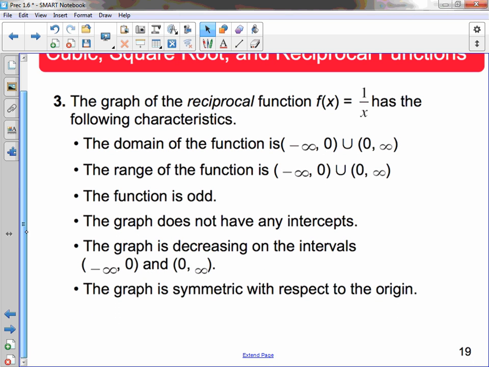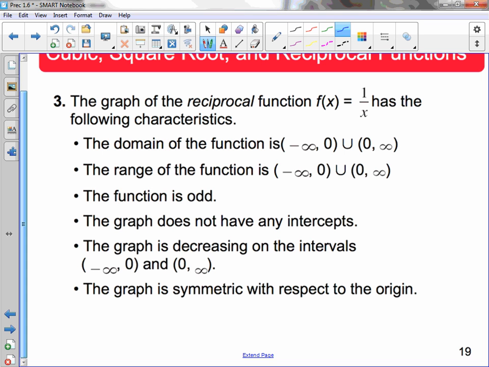The reciprocal function, 1 over x, has the following characteristics. The domain of the function is negative infinity to 0, union 0 to infinity, because at 0 we would be dividing by 0. If I plug 0 into this function, 1 over 0 will not work. The range is the same thing, because again, we will not get a y value out when x is 0. The function is considered odd. The graph does not have any intercepts, and the graph is decreasing on the interval of negative infinity to 0 and 0 to infinity.